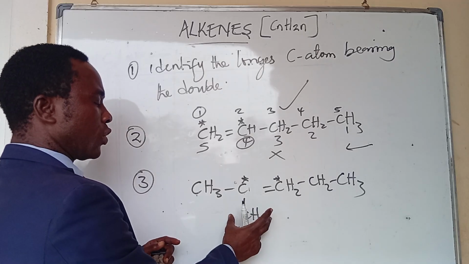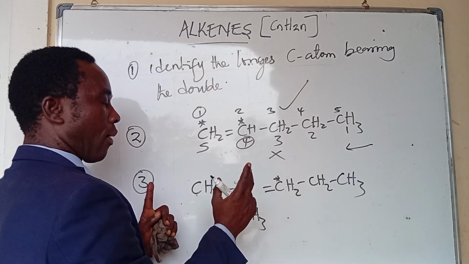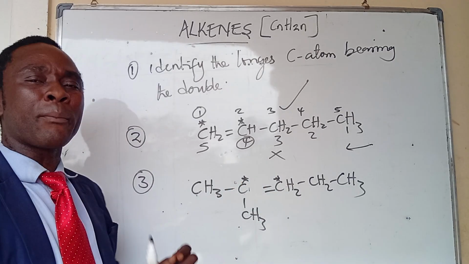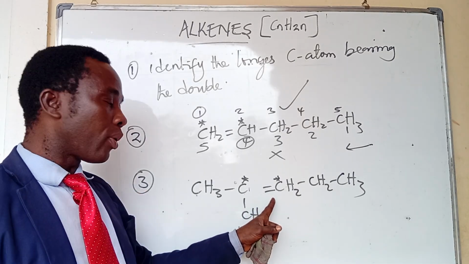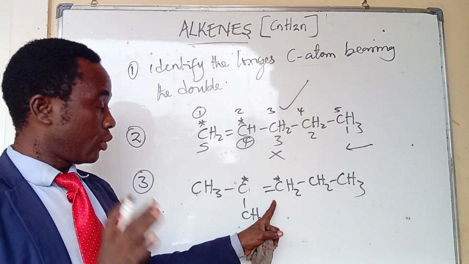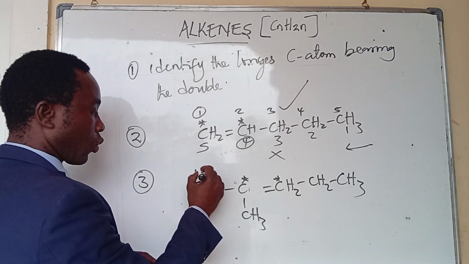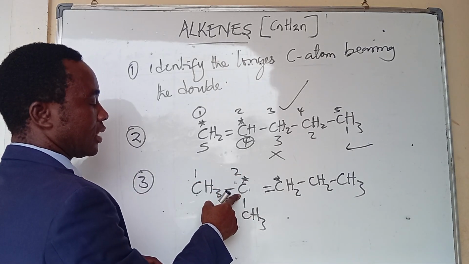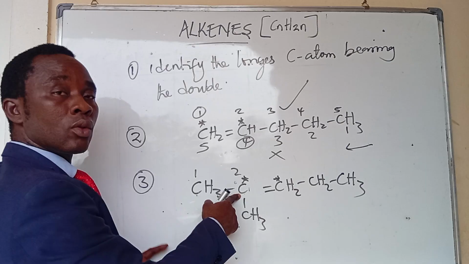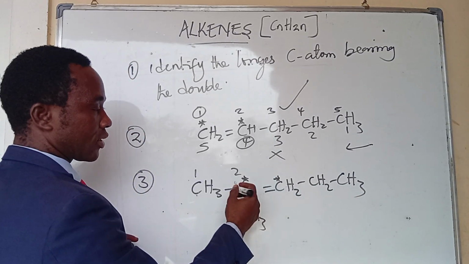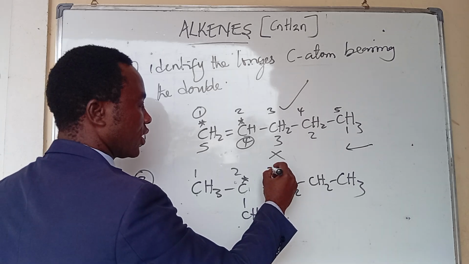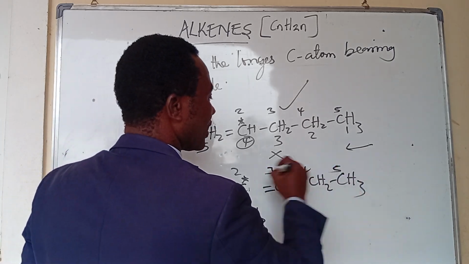However, we are not using the substituent to number our carbons. What we are using primarily is the double bond. The direction that gives the double bond the least possible number. So this one is 1, 2. You can see that the carbon atom bearing the double bond is at number 2. But from this side, it will be at number 3. So this way is accepted. So this is 3, this is 4, and this is 5.